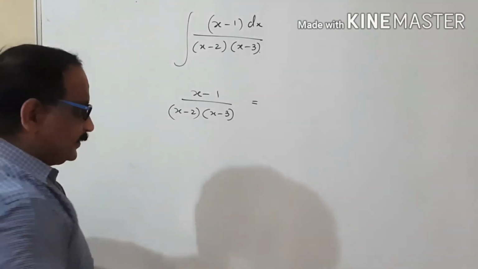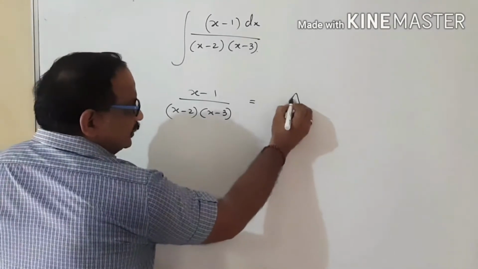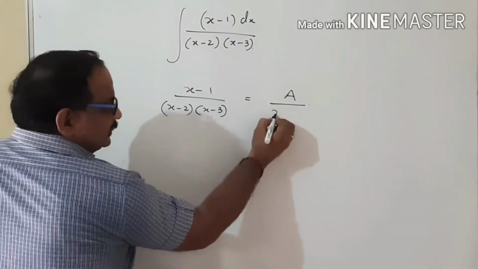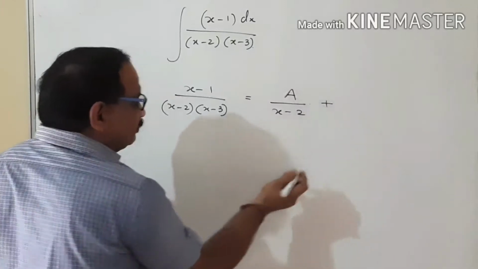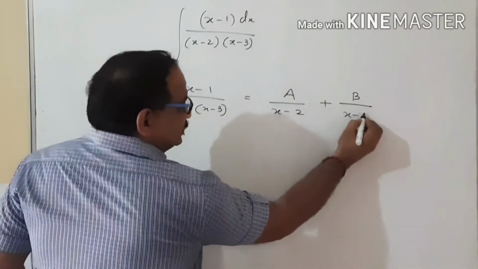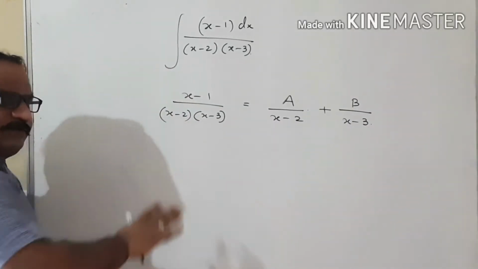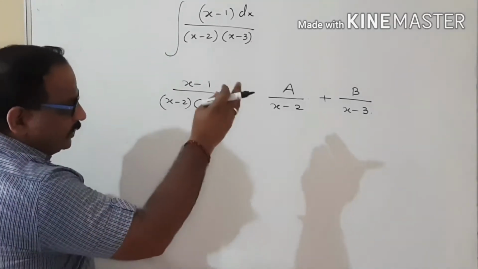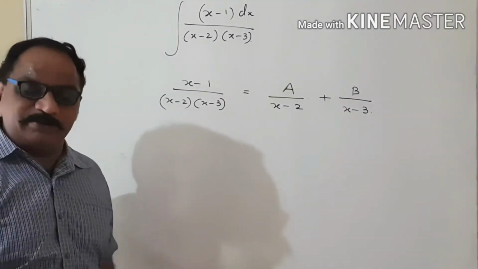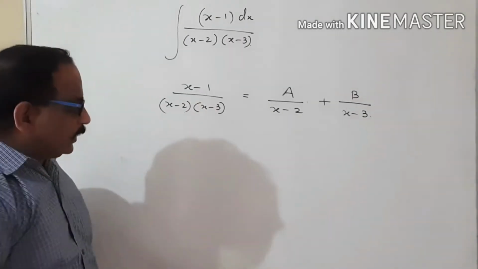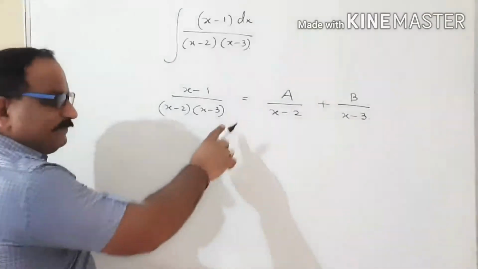Just see. First of all, I consider a variable A along with the very first factor, x minus 2. Plus the next variable B along with the second factor, x minus 3. If there are 3 factors, we consider a third one, say C, and it continues. We consider as many variables as there are factors in the denominator. Keep in mind, the denominator should be completely factorized and should not have a repeating factor.